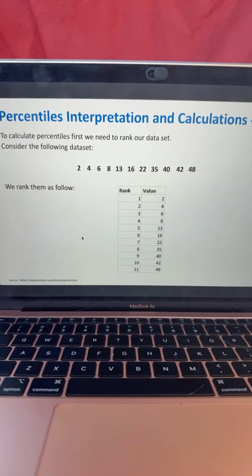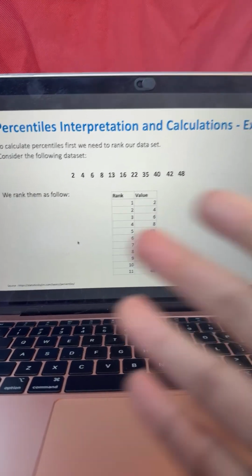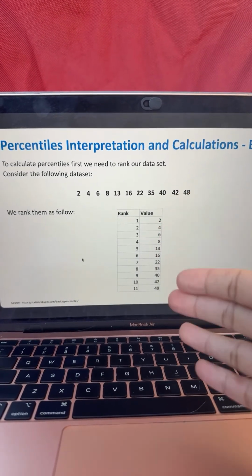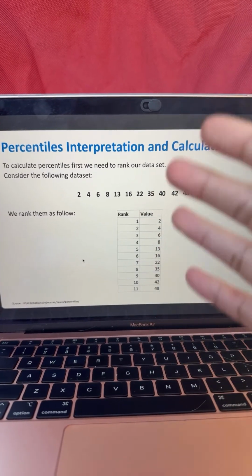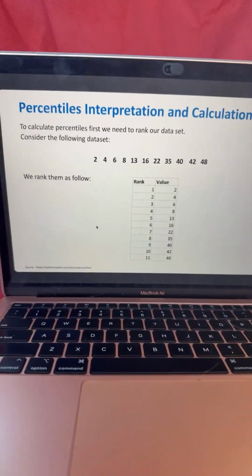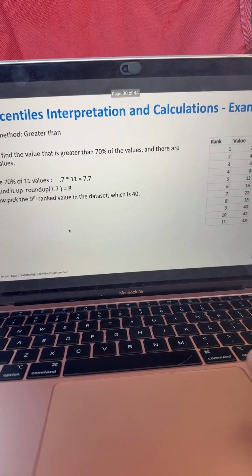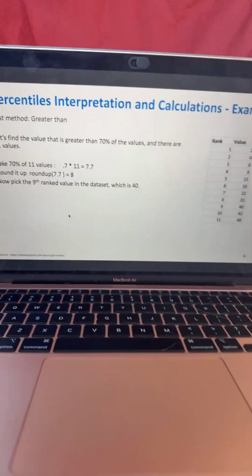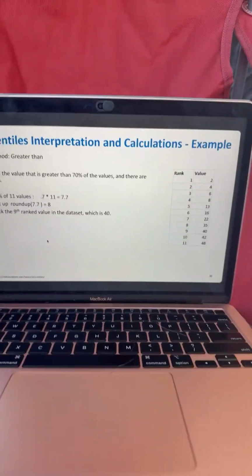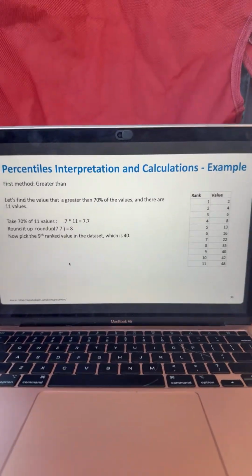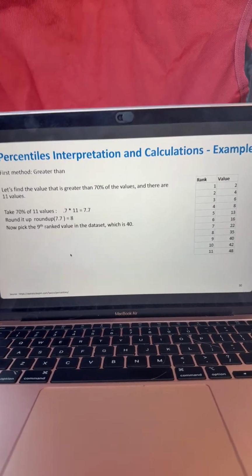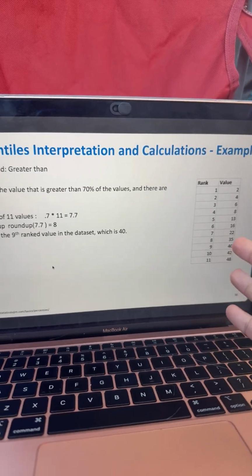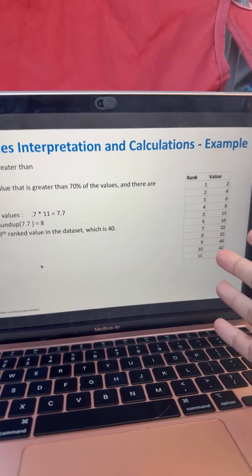To calculate percentiles, first we need to rank our data set. So if you have 11 values, you rank them from 1 to 11 based on smallest to greatest. And then the first method is greater than. Let's find the value that is greater than 70% of the values, and there are 11 values. So what is the 70th? I would say it's the 7th one, but if there's 11, 7 is less than 70%, right?